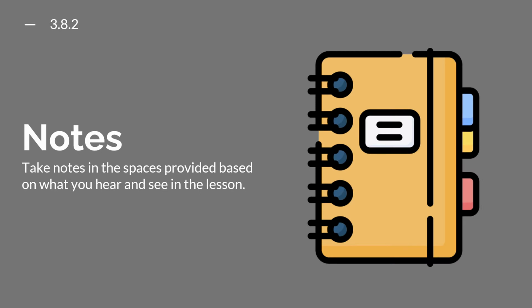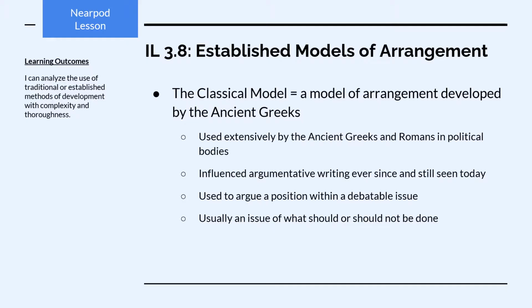Now let's take some notes. The first model we'll look at is the classical model, which is a model of arrangement that was developed by the ancient Greeks over 2,500 years ago. And it was used extensively by the ancient Greeks and the ancient Romans in their political bodies. But it's influenced argumentative writing ever since, and we still see people using the classical model today.